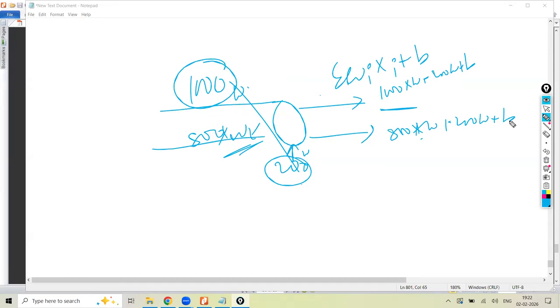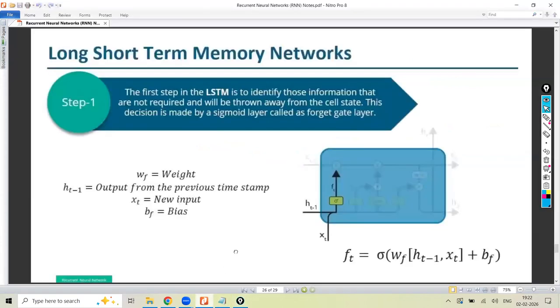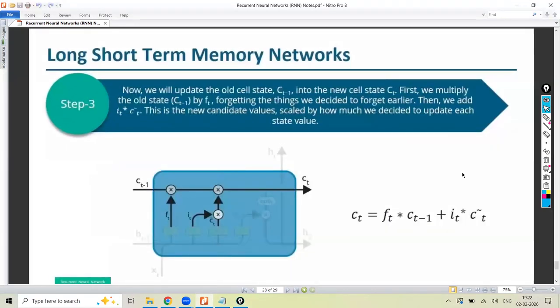Point is clear, everyone? Done? So in this way, the LSTM will work. Everyone is clear? The theory part and mathematical part, everything. And finally, the updated value will be shared to the next neuron. Finally, what are the updated values there? Again, don't confuse with this one. Just it is multiplying with the previous value.